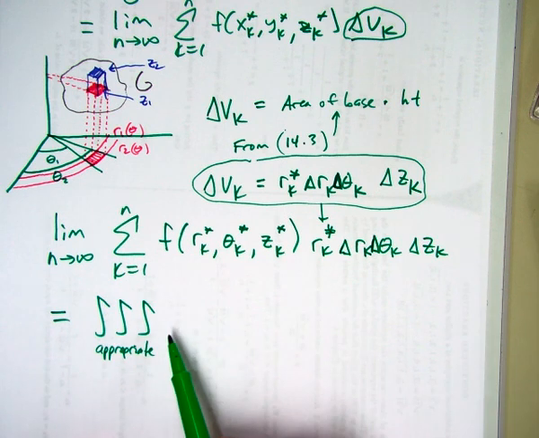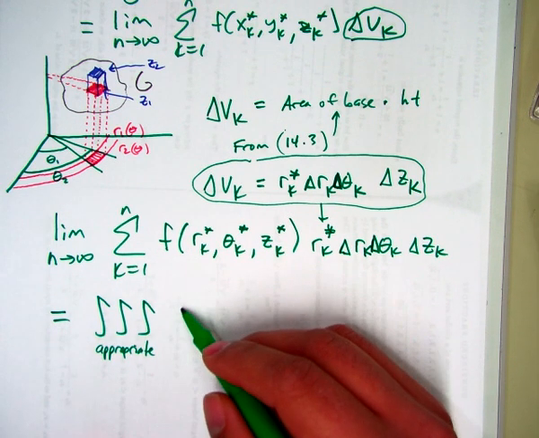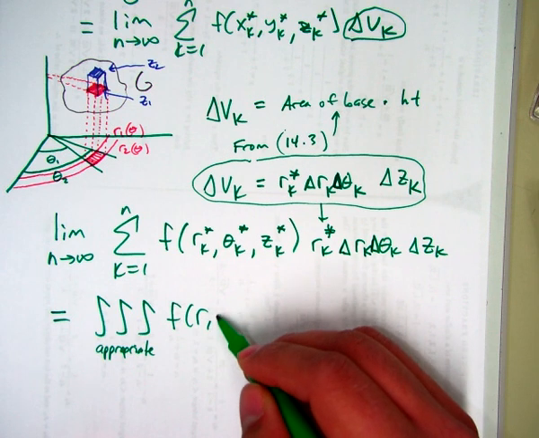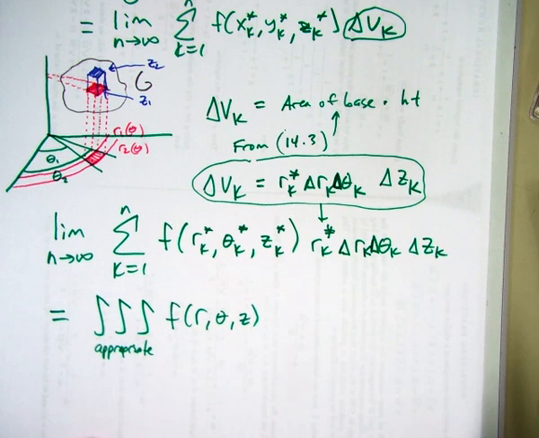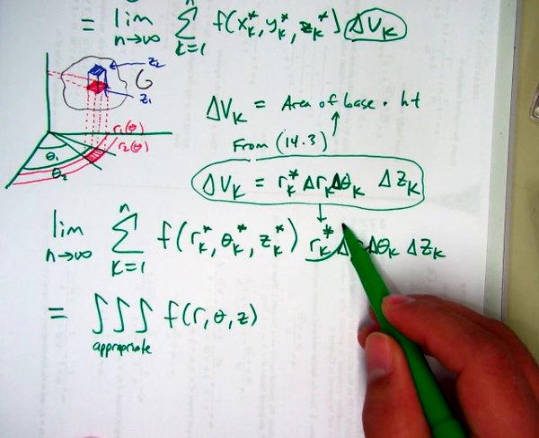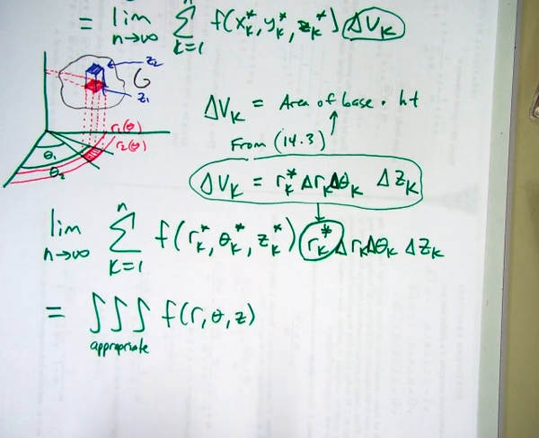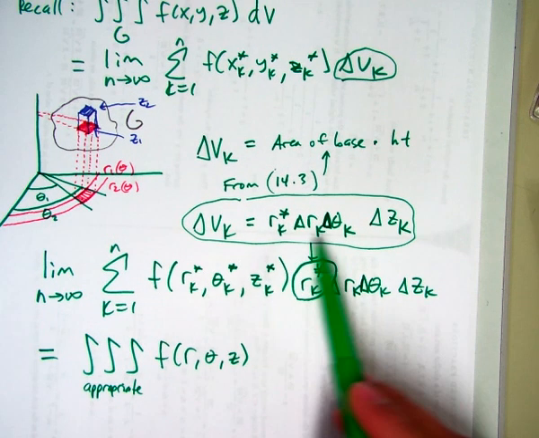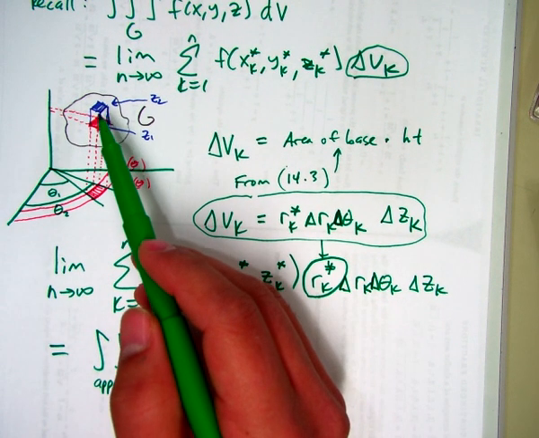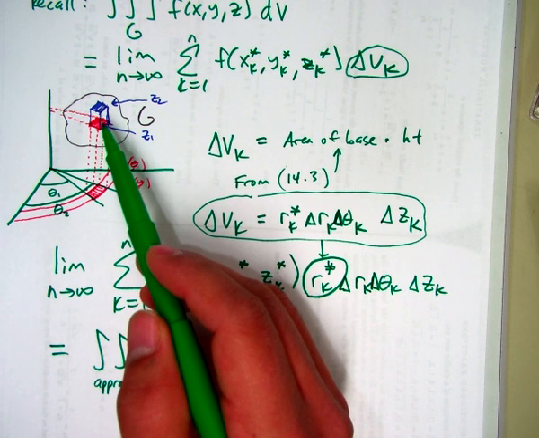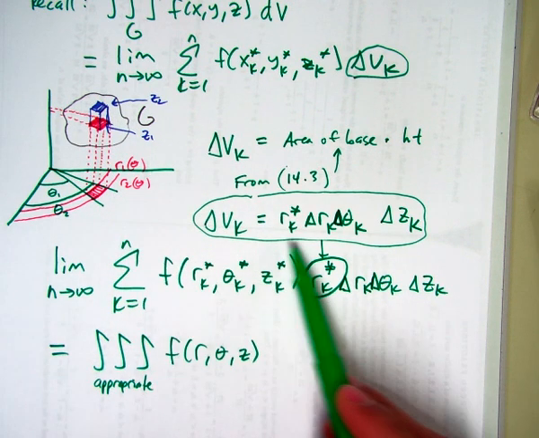So now when you set this up, you're just going to have a plain old function in terms of r, theta, and z. Wait, why do you need the star surface? It's just that these are arbitrary points within one of the little wedges. What we're doing here is evaluating how we find the volume of one of these little boxes. And that's how we got this formula.